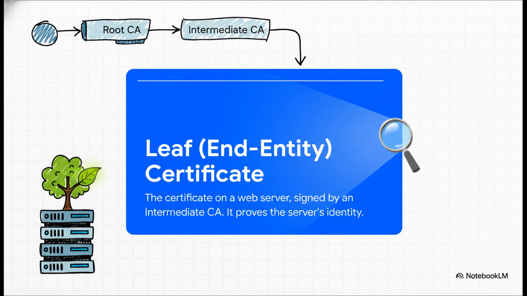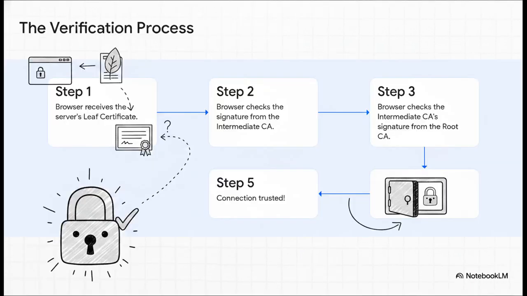And that brings us to the final piece, the leaf certificate. This is the one that's actually installed on the web server you're trying to connect to. It's signed by one of those intermediate CAs, and its only job is to prove the identity of that specific server. It's the end of the line, the leaf on the tree of trust, and it can't be used to sign anything else.